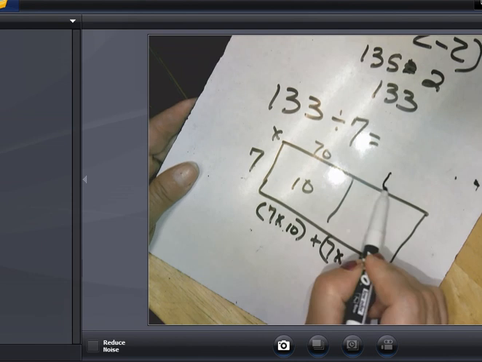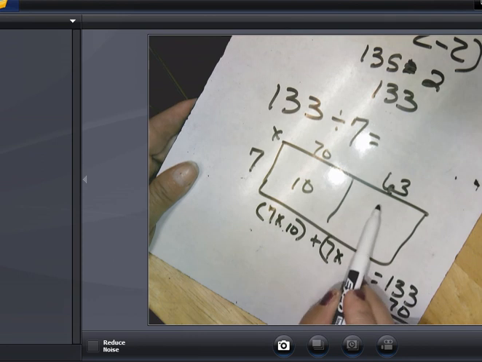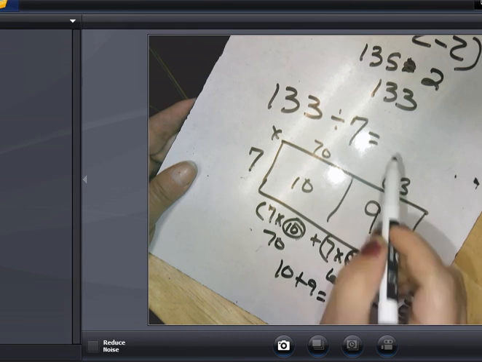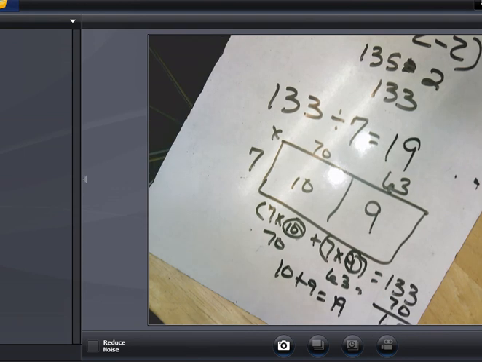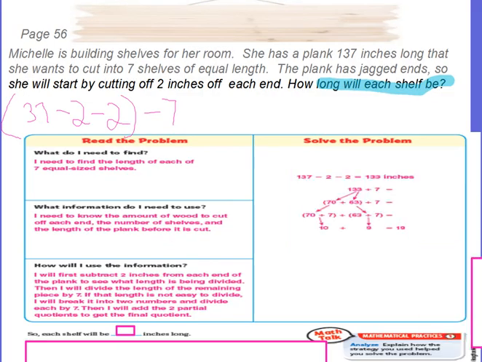So what times 7 equals 63? Well, I know that 7 times 9 equals 63. So I have to add those two together. 10 plus 9 equals 19. My answer is 19. I go back, and they did it as a factor tree, but I know I need 19. Each board will be 19 inches long.